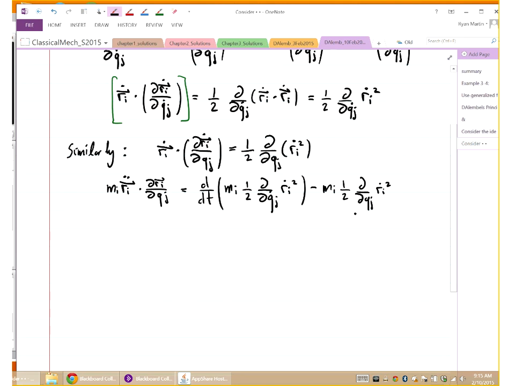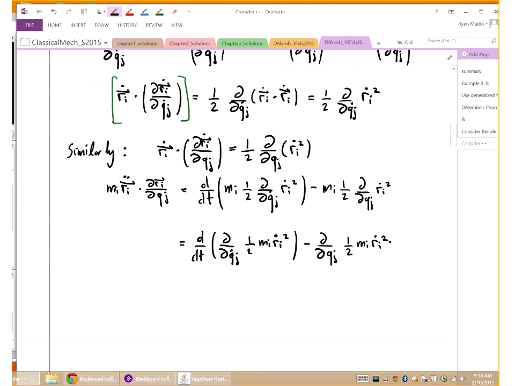Now let me just rearrange this a little bit. So that's the same as d by dt. I'm going to move the mi times a half inside of the di by qj dot. I'm going to write that as a half mi ri dot squared, minus, and then do the same thing here, and put the di by qj at the front. I'm going to have a half mi ri dot squared.